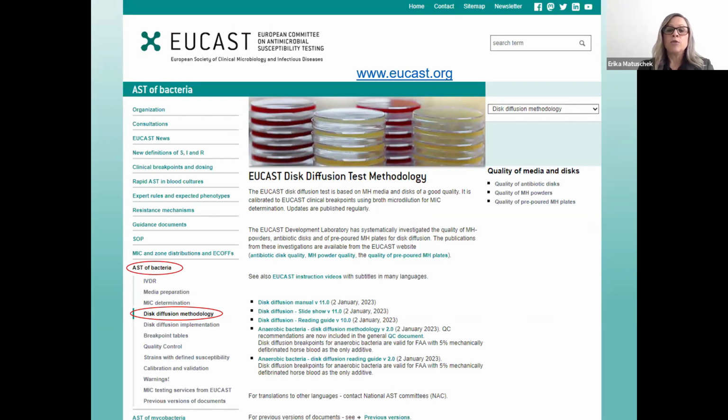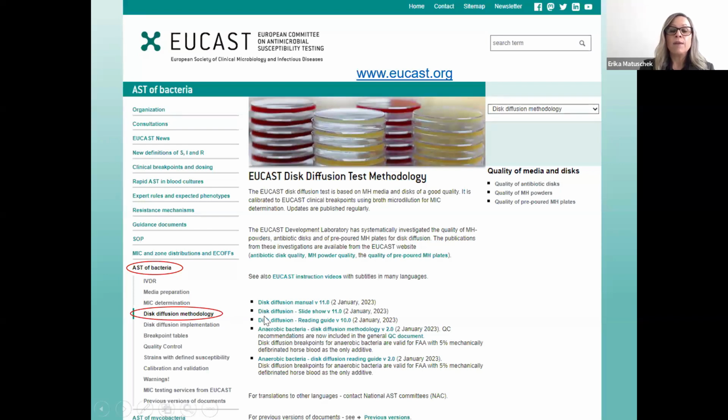So I will end this presentation by showing you where to find the documents and information you need to perform disk diffusion according to EUCAST. If you go to the EUCAST website and then AST of bacteria, then you can go to disk diffusion methodology. Here we have the manual, a Word or text document that describes everything. There is a slide show that explains the method in a PowerPoint presentation, and that can be used if you want to educate staff at your laboratories, for example.